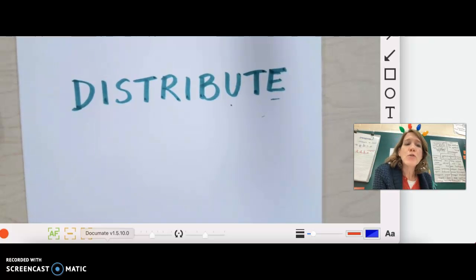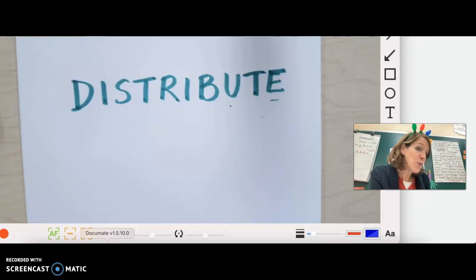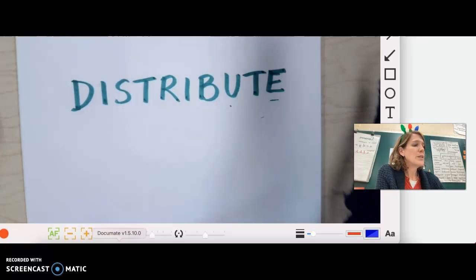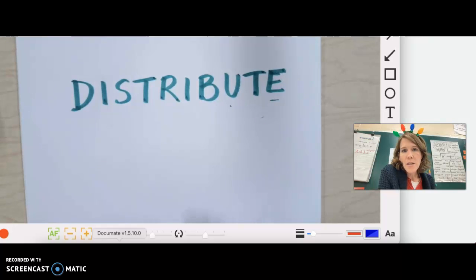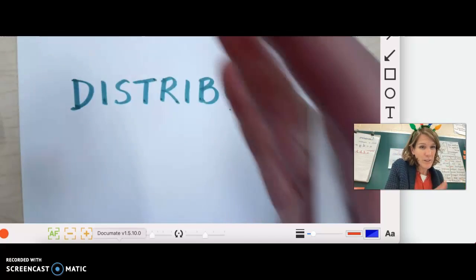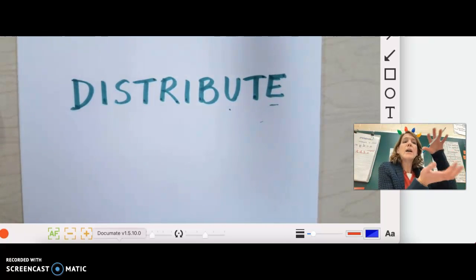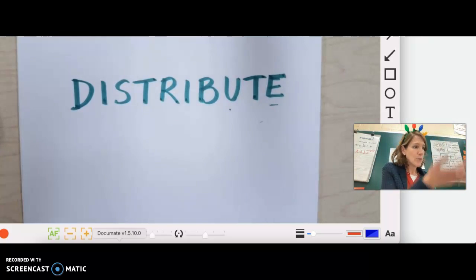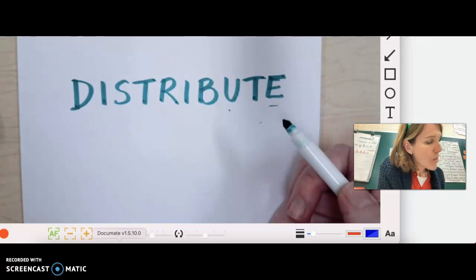Okay. When you distribute something, what do you do? Okay, let's say I distributed the spelling list. What did I do to the spelling list? Or let's say we distributed the newspapers. What do we do with the newspapers? Okay, when you distribute something, it's like you pass it out or you spread it out evenly. So you start with a group of them, and you distribute them means you pass it out. All right?